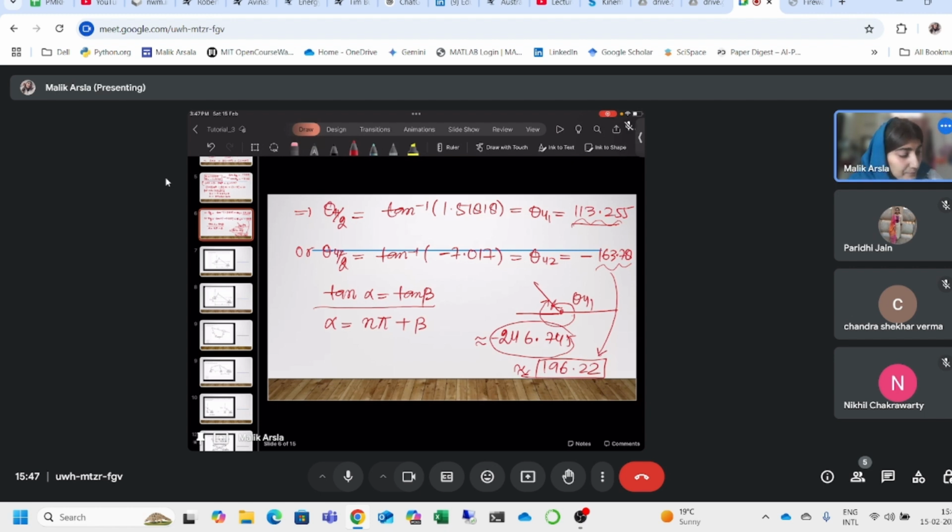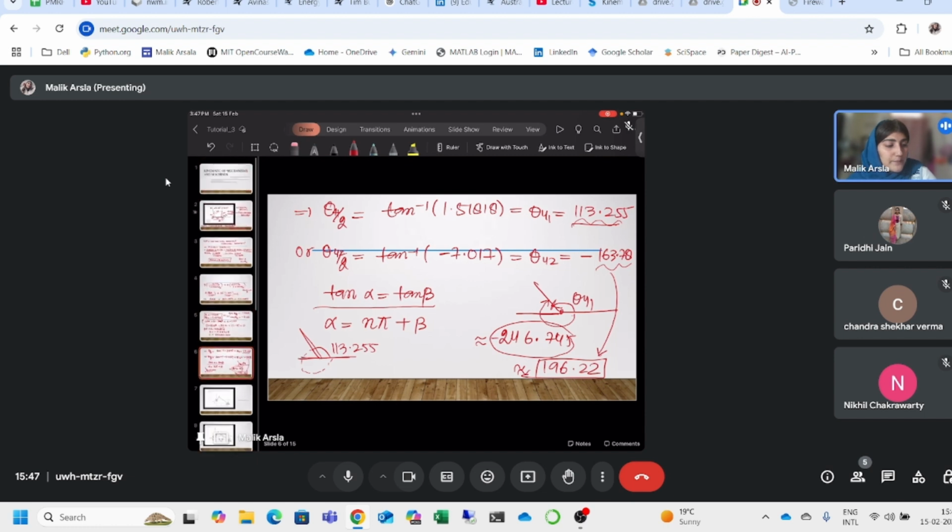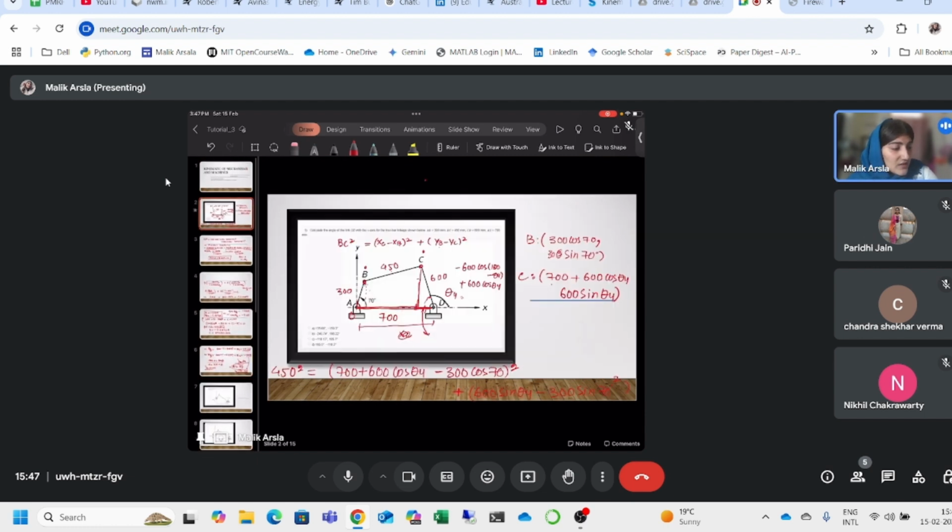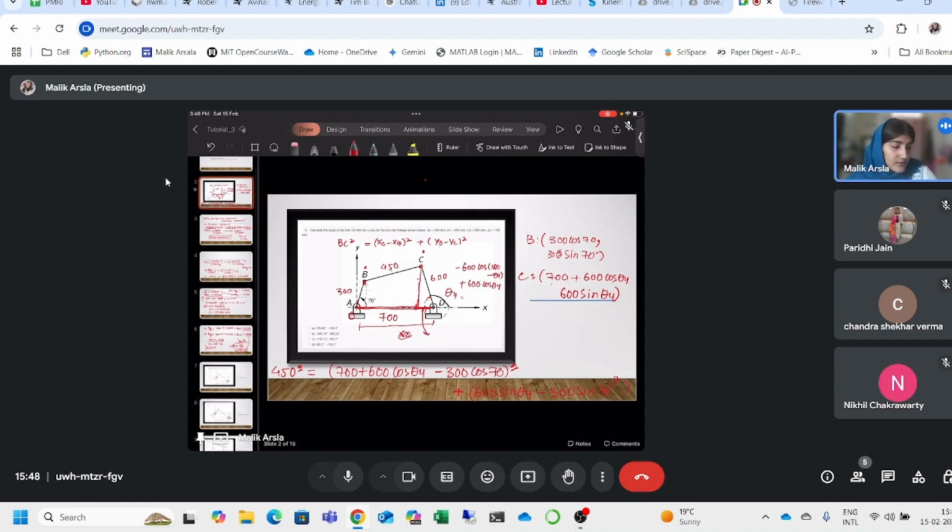Now here I was getting 113.255 degree, but if it was in the options I would have selected it. My whole purpose was this, because you can measure it both ways. You can measure it this way also, then you will write plus 113, or you can measure it this way, then you have to write minus sign along with the angle.